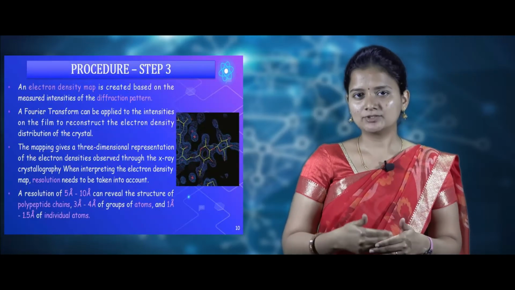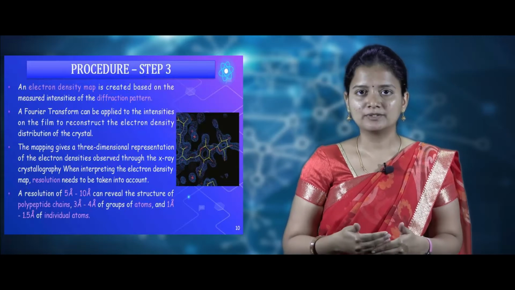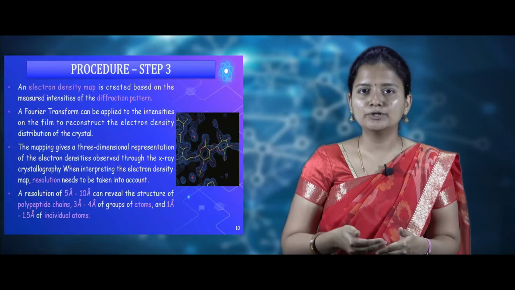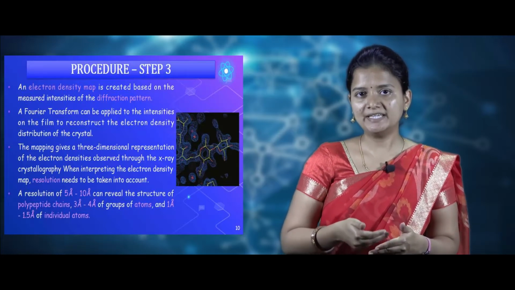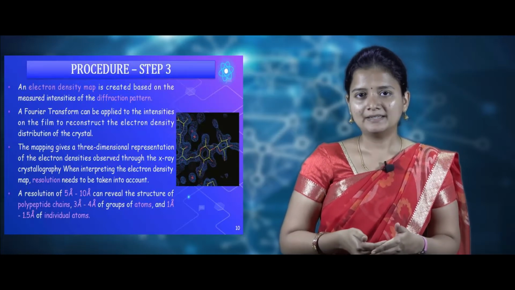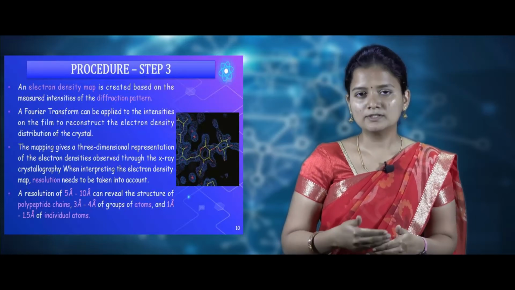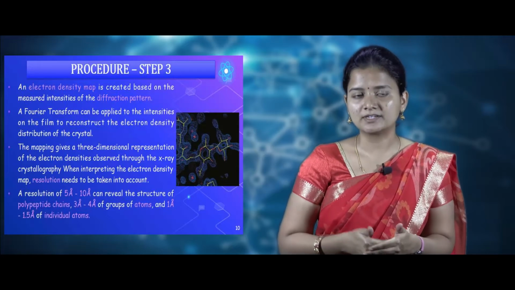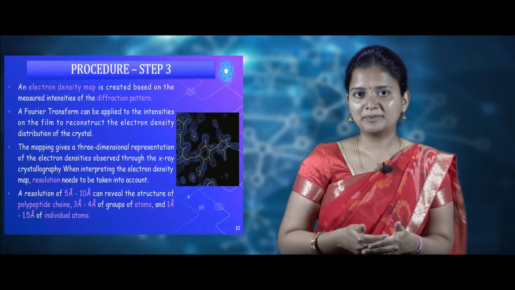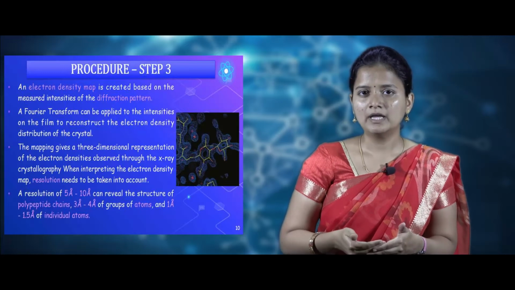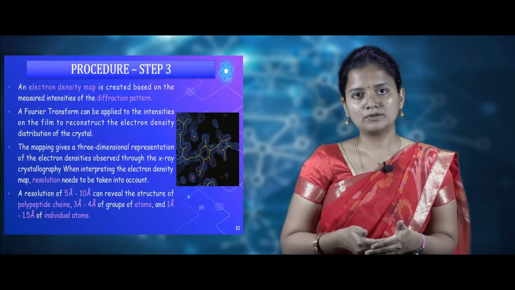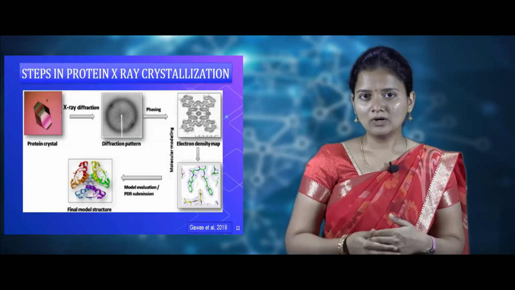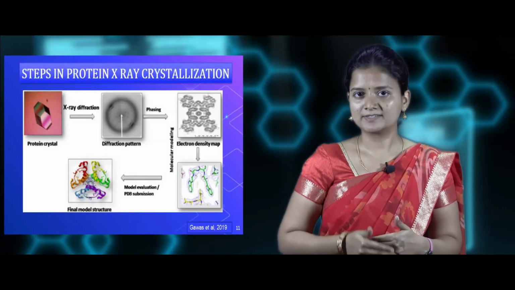In step 3, the electron density map can be generated based on the diffracted beam patterns. Here the Fourier transform concept will be applied in order to get the electron density distribution of each atom or molecule in a crystal. And it plays a very important role. Also in this stage, resolution plays a crucial role in determining the protein structure or crystal structure. For example, the resolution of the polypeptide chain will be 5 angstrom to 10 angstrom, whereas for a group of atoms it will be 3 angstrom to 4 angstrom, and for a single atom it will be 1 angstrom to 1.5 angstrom.